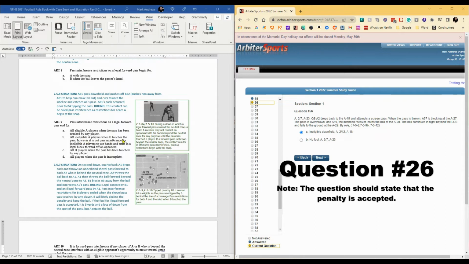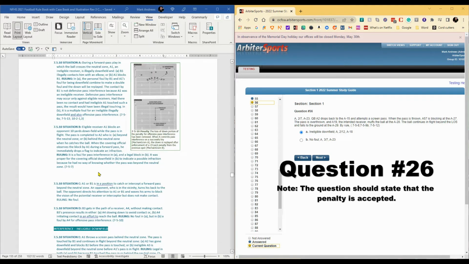However, it is not pass interference for ineligible A players to use hands and arms in a legal block to ward off an opponent. And that's probably what we have going on here. I can't say for sure, but he's blocking a defensive lineman, so more than likely this would apply. It also ends for all B players when the pass has been touched by any player. So this is why you see defenses, when a ball is tipped, just push the guy or make contact that would not otherwise be pass interference, because the restrictions are off. And then of course all players when the pass is incomplete. I think it goes without saying.